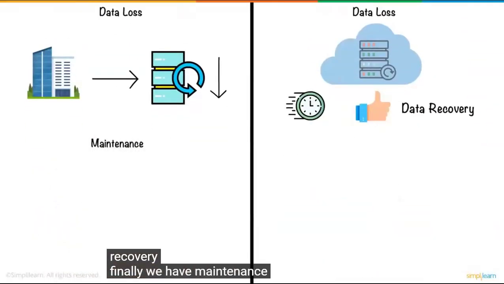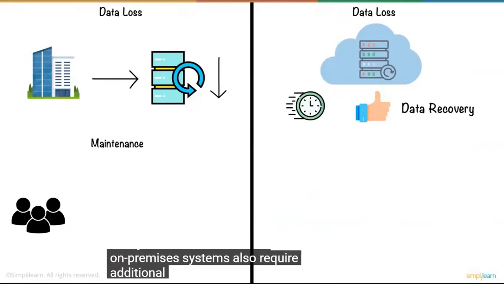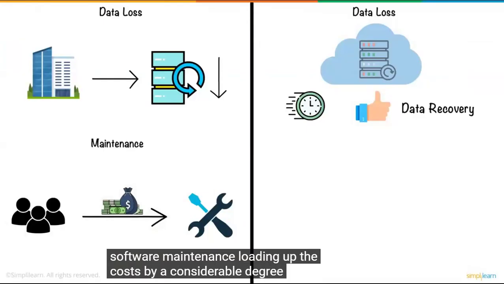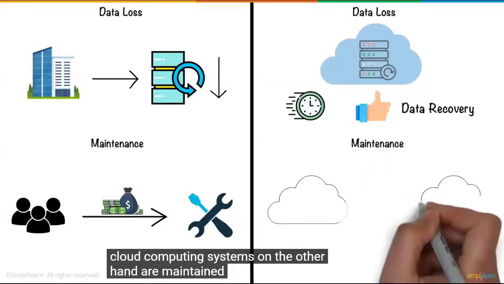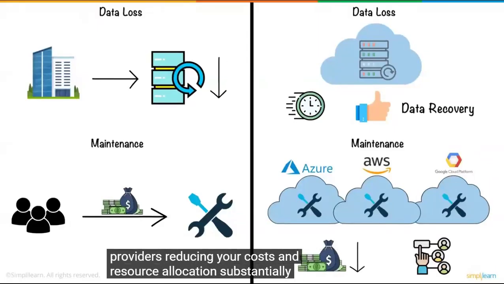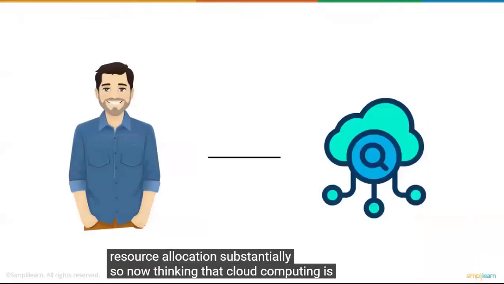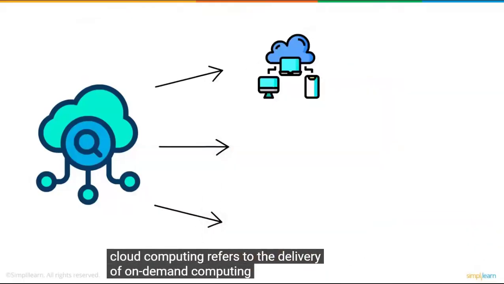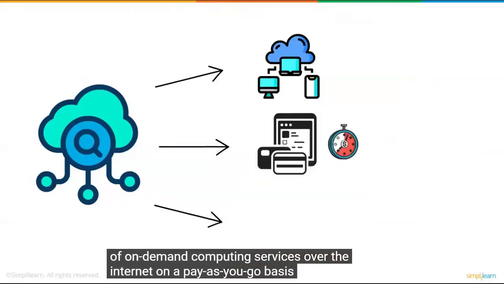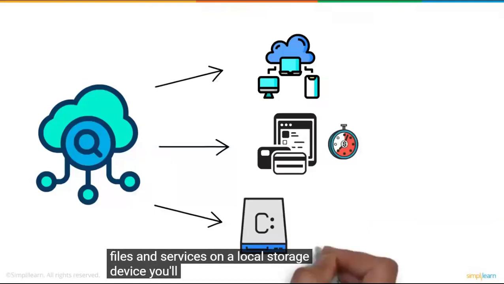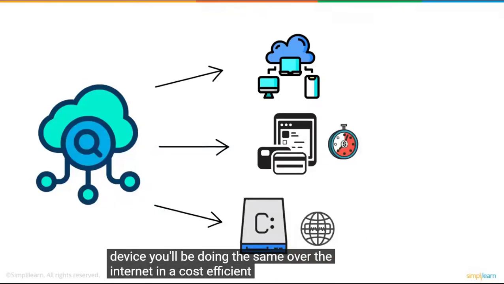Finally, we have maintenance. On-premises systems also require additional teams for hardware and software maintenance, loading up the costs by a considerable degree. Cloud computing systems, on the other hand, are maintained by the cloud service providers, reducing your costs and resource allocation substantially. So now, thinking that cloud computing is a better option, you decide to take a closer look at what exactly cloud computing is. Cloud computing refers to the delivery of on-demand computing services over the internet on a pay-as-you-go basis. In simpler words, rather than managing files and services on a local storage device, you'll be doing the same over the internet in a cost-efficient manner.